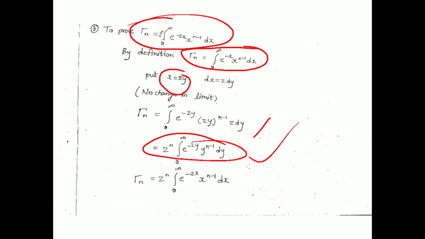So e power minus zy is nothing but e power minus x, y power n minus 1, x power n minus 1 dy dx. So this is the thing. Here we should not be confused. X is nothing but zy. That is the only change we have made here, and y is not y. If we want y according to this, that is nothing but x by z, but we are just replacing the y letter with the x letter, that's it.